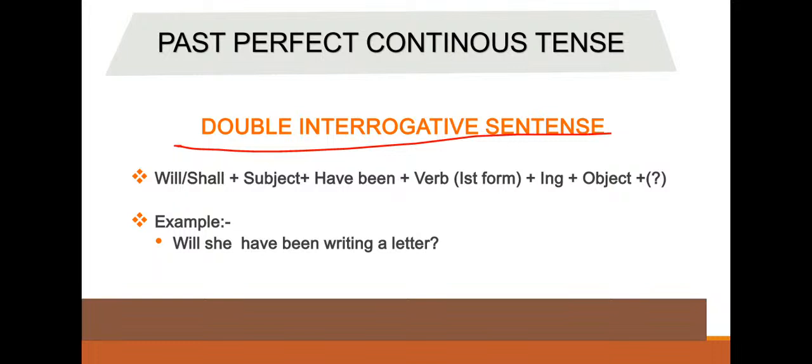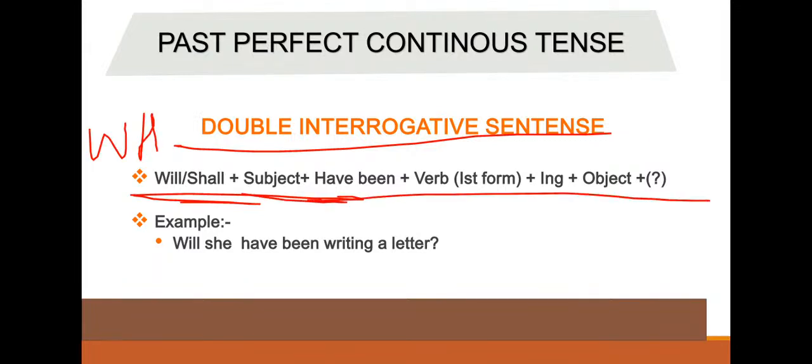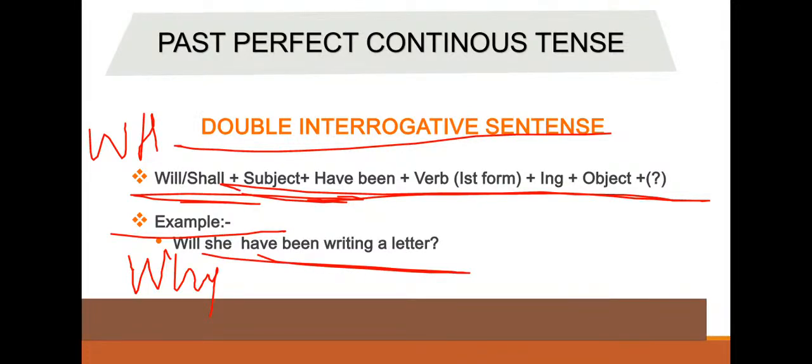Now, the double interrogative sentence right here. I forgot to place WH right here, the WH question. My pen is not working, so manage. We're adding the WH question: WH first, and then will or shall, then the subject, then all the rest, just like in the negative structure, in the interrogative structure. For example, why will she have been writing a letter? Why will they have been swimming for the whole day?